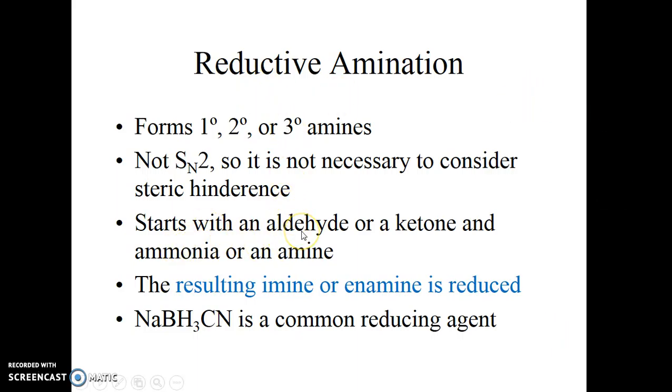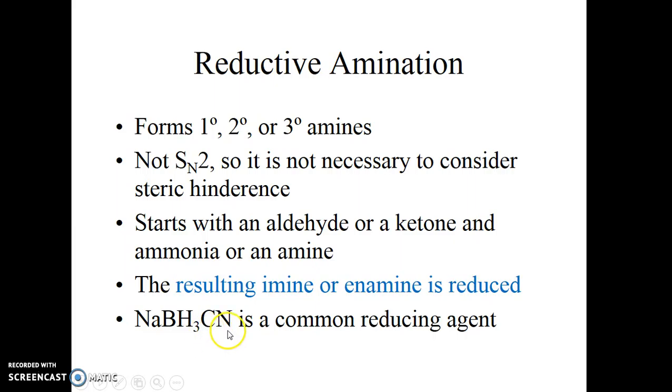You start with an aldehyde or a ketone, which you can get from an alcohol or a lot of other functional groups, and you treat it with ammonia or an amine. What happens, you've seen this already, is that you form an imine or an enamine. Once you form this, you can reduce this.